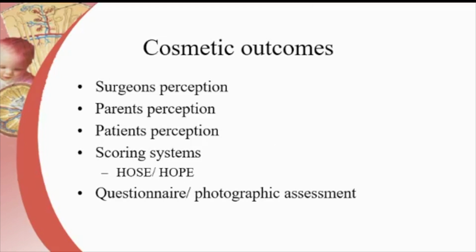Cosmetic outcomes: the surgeon's perception can be different, the parents' perception can be different, and the patient's perception can be different. There are multiple scoring systems like the HOSE or the HOPE score, and these scoring systems are useful for objective evaluation of a patient rather than just saying that everything is fine.